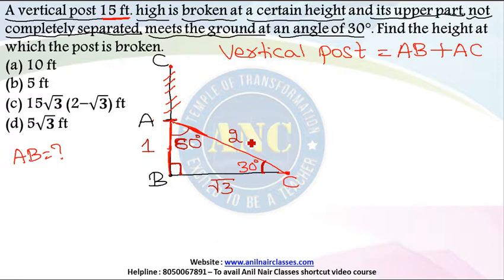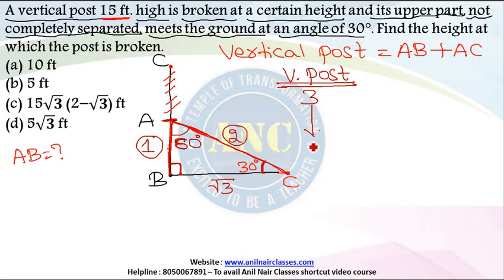According to my assumption, the vertical post height AB value is 1 unit and AC value is 2 units. That means the height of the vertical post according to my assumption is 1 unit plus 2 units, it is 3 units. According to the question, it is 15 units. 3 should become 15. Multiply by 5.